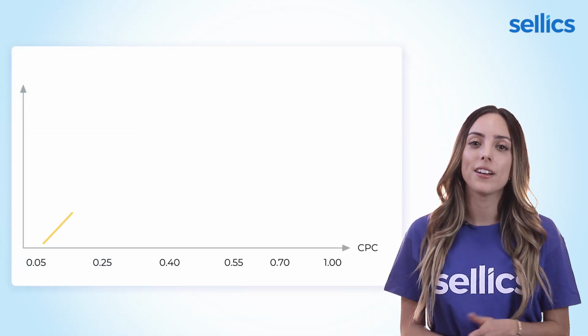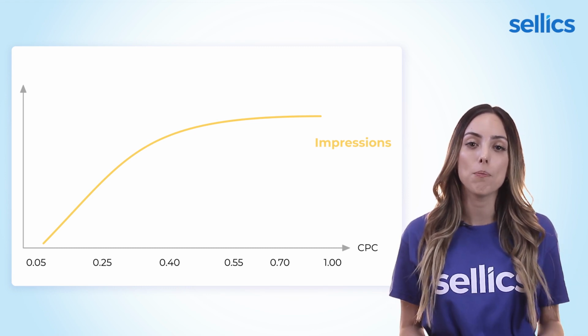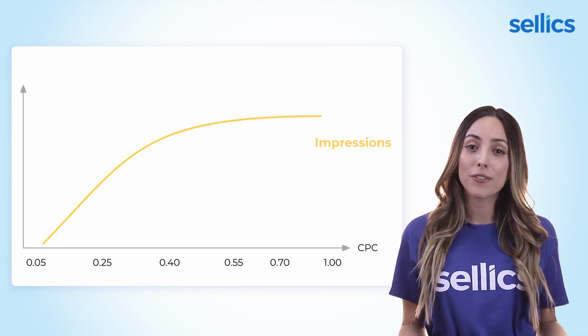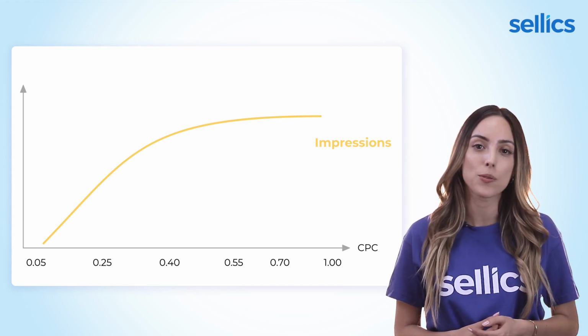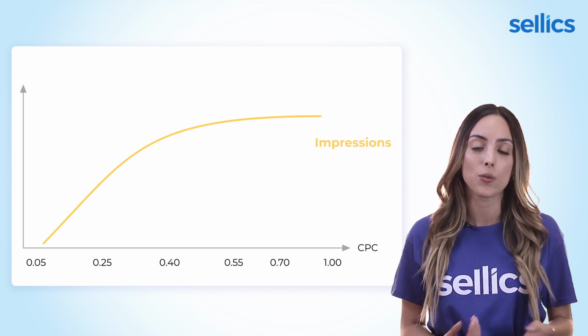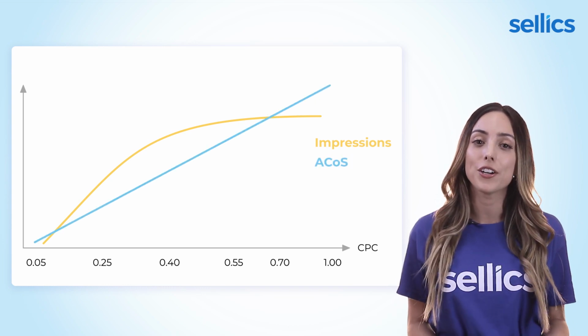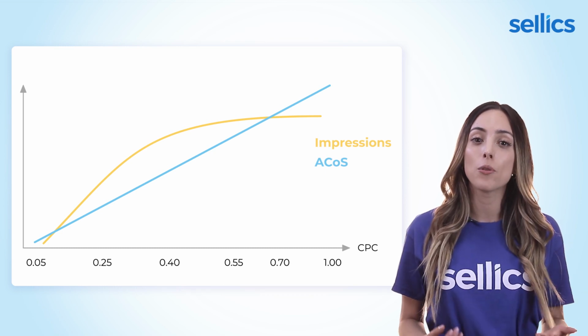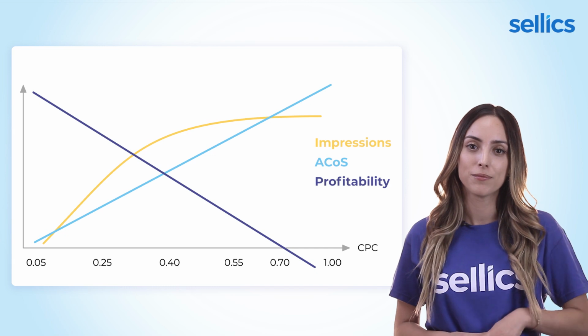So as you can see here, increasing your bids will cause your product to show up more often because you will outbid your competitors. However, there is a limit to this because at a certain point, increasing your bids will not lead to more impressions or conversions. The more you increase the bids, the higher your ACoS will be, since you pay more for each sale, and in turn, this will hinder your profitability.